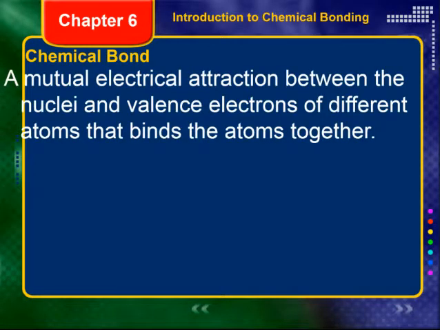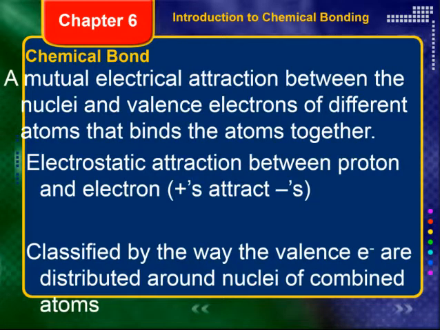Let's start with our definition of chemical bond. It's a mutual electrical attraction between the nuclei and valence electrons of different atoms that bind atoms together. So we have an electrostatic attraction, right? That's pluses attracted to minuses and minuses attracted to pluses. But the attraction is between the positively charged nucleus of one atom and the negatively charged valence electrons of another atom. That is the source of the attraction.